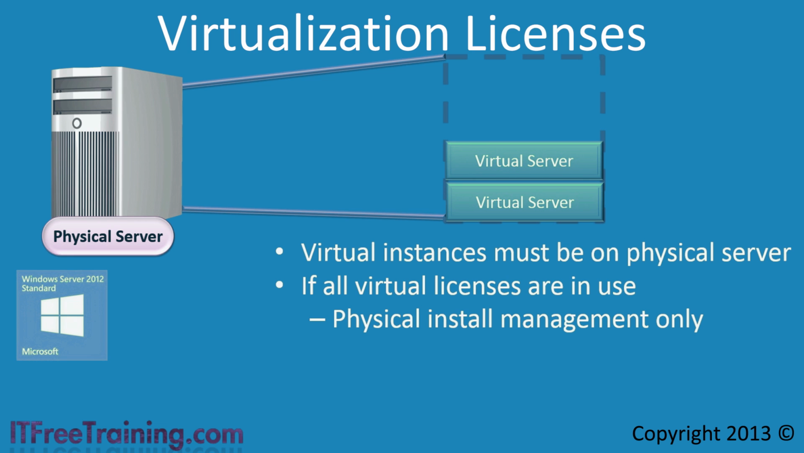In this example, if there are two running instances of Windows Server 2012, the physical server is only there to run the virtual servers. You could not, for example, install additional roles on the server or use it as a file server if all the virtual licenses were in use.